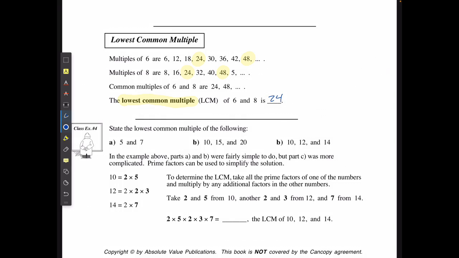If I have 5 and 7, 5 is going to be 5, 10, 15, 20, 25, 30, 35, 40, 45, 50, and so on. If I'm doing 7, it's going to be 7, 14, 21, 28, 35, 42, and the first time they match is going to be at 35.